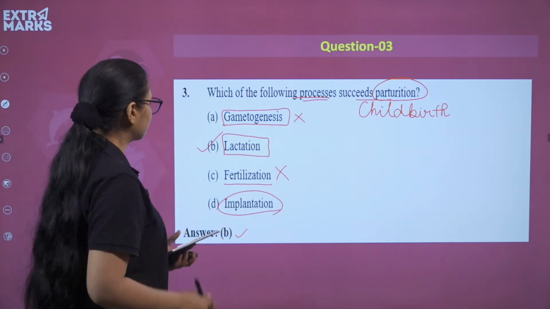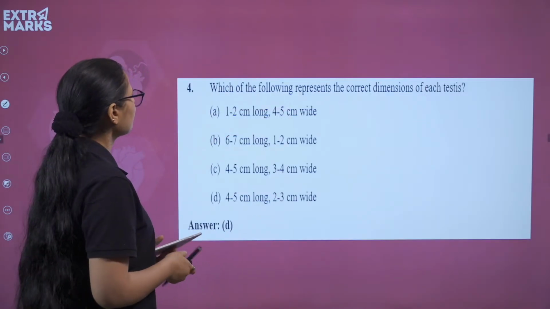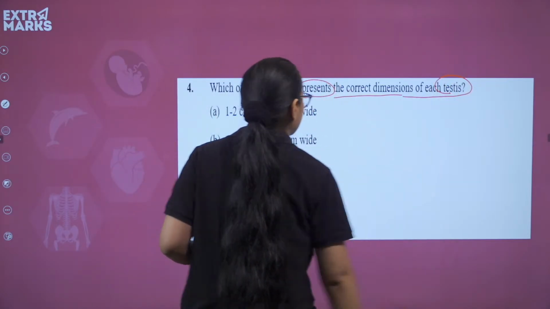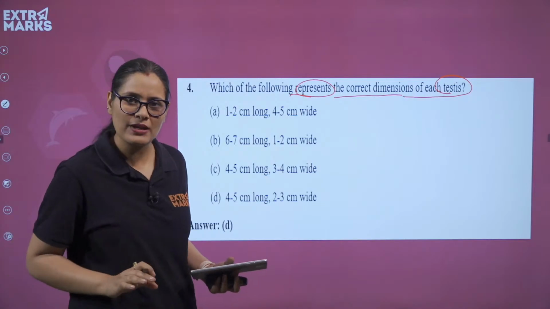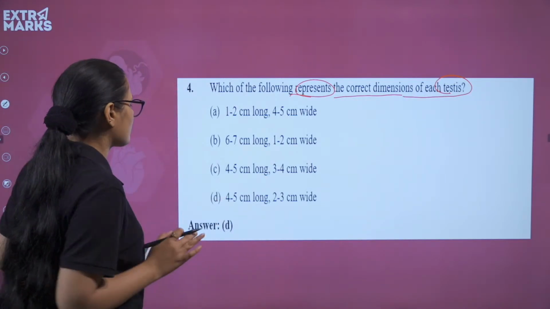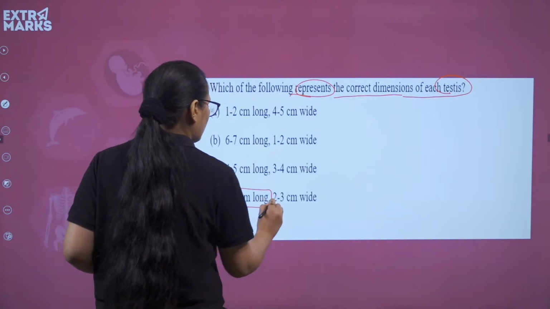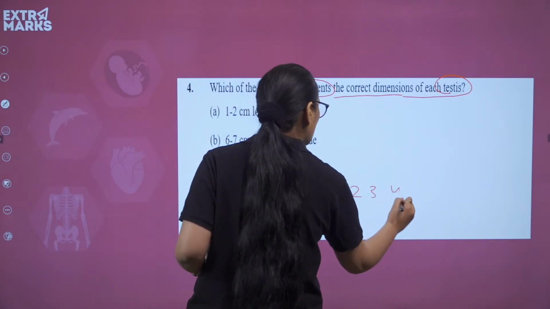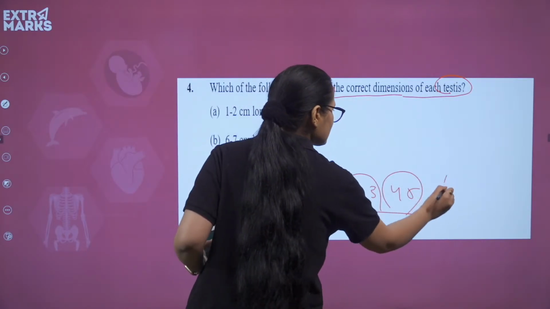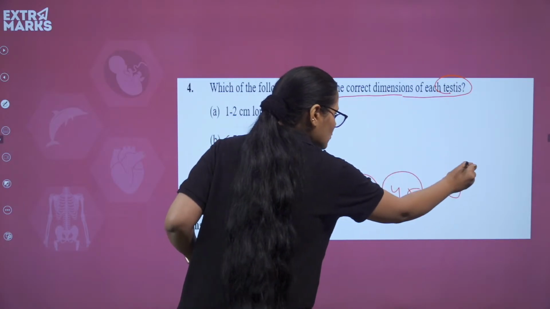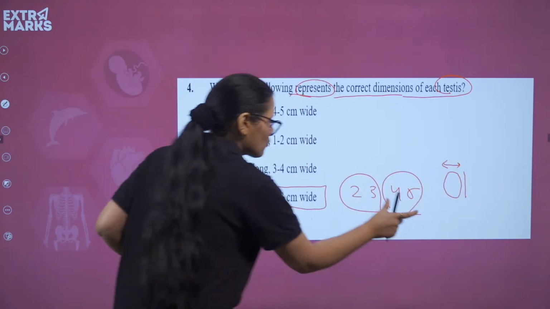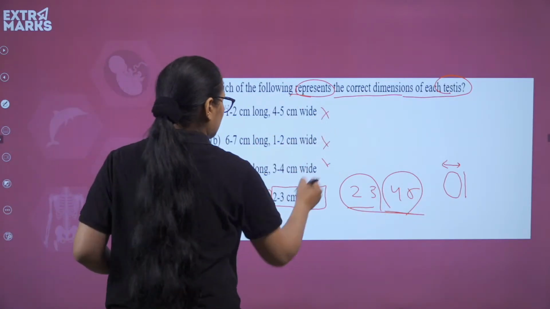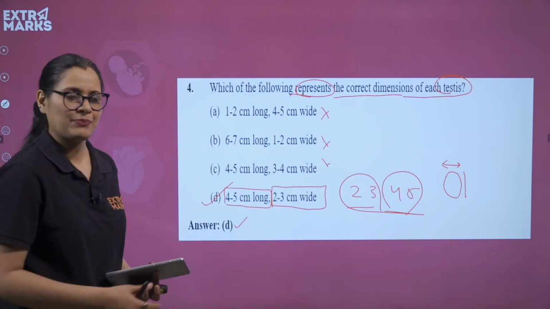Okay. Let's start with the next question. Which of the following represents the correct dimensions of each testis? So this is again a remember based question, it's a direct question. The dimensions of testis include 4 to 5 centimeter long and 2 to 3 centimeter wide. And for this I haven't given you a clue. Just remember 2, 3, 4, 5. These are the numbers, right? And as this testis appears like this, so you know the dimension. It would be the length and it would be the width. So width would be 2, 3 and length would be 4, 5. Right? Other options are incorrect. So the answer is option number D. Let's see the next question.